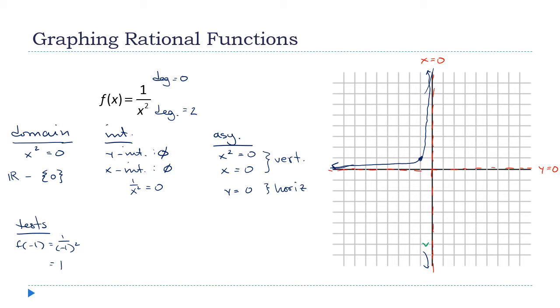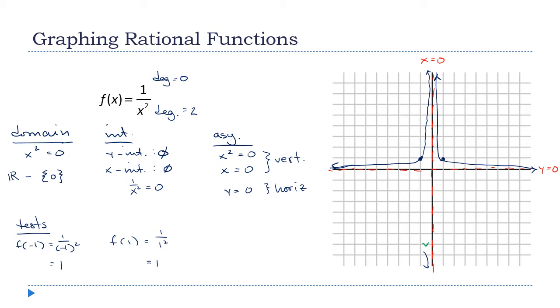Now, how about the other side? Well, look, I'm just going to test again. Let's test x equals 1. That's 1 over 1 squared, which is 1. So it's above the x-axis over here as well. By the same argument, it can't cross the x-axis over here either, and that's what my graph is going to look like. There's my final answer.